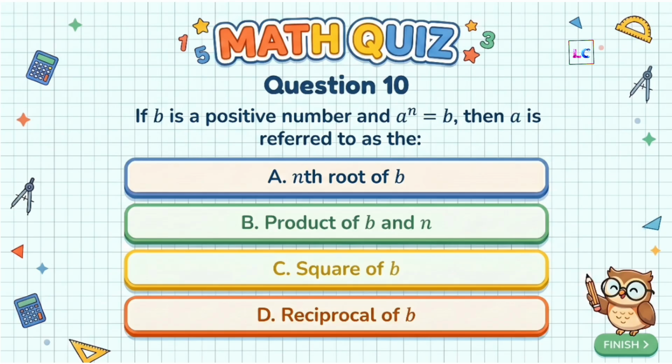Click Next. Question 10. If b is a positive number and a power n is equal to b, then it is referred to as the. The right answer is option 1, nth root of b.